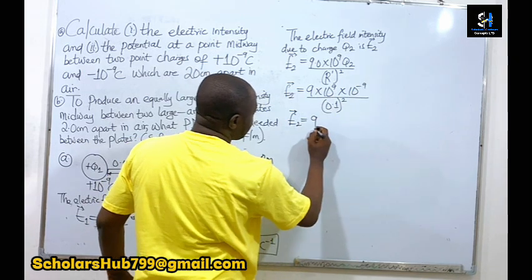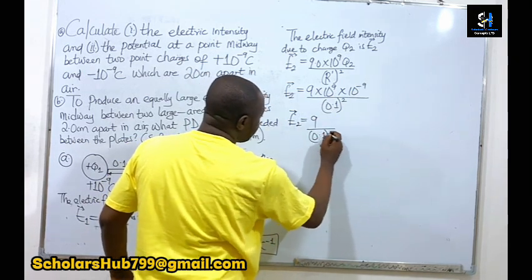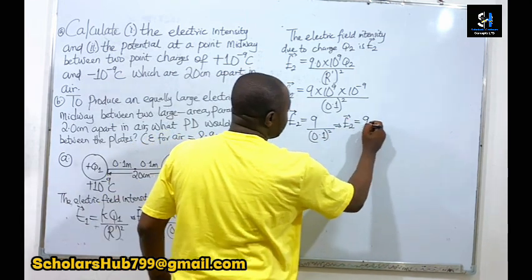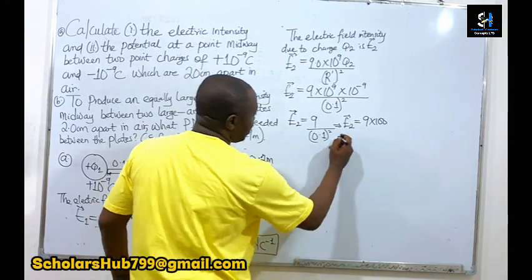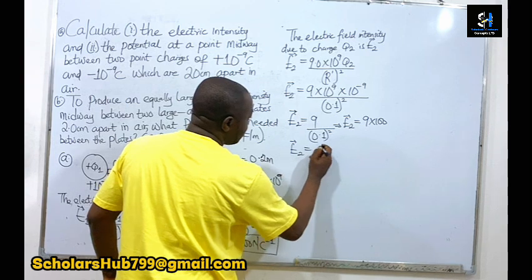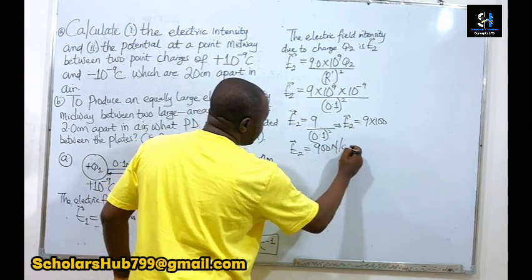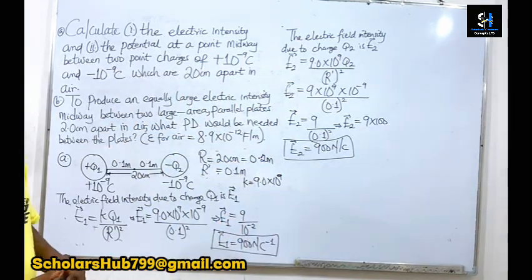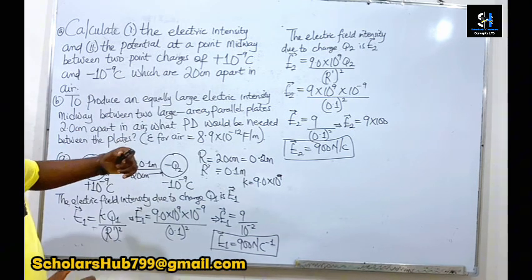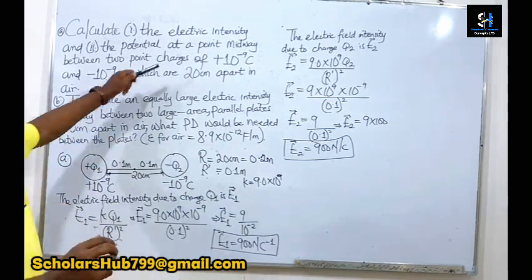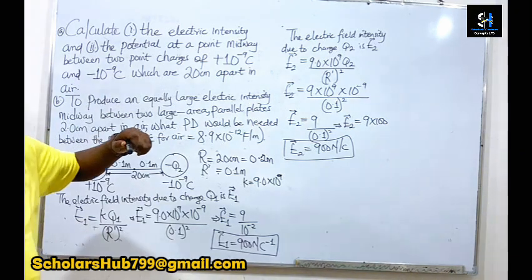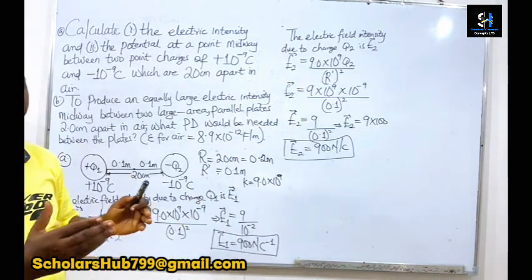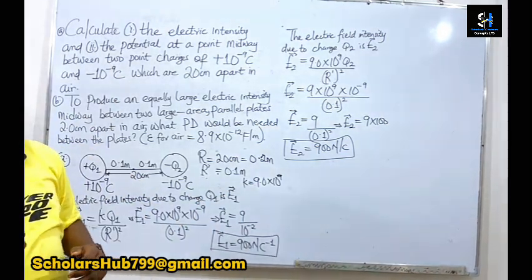So 9 minus 9 will be 0, so this will be 9 over 0.1 squared. The electric field intensity due to charge Q2 will be 9 times 100, and the value of E will be 900 Newton per coulomb. So this is the electric field intensity due to charge Q2. Let's not forget that our task is to calculate the electric field intensity at a point midway between the two point charges, and that will be the vector sum of the electric field intensities from each charge.